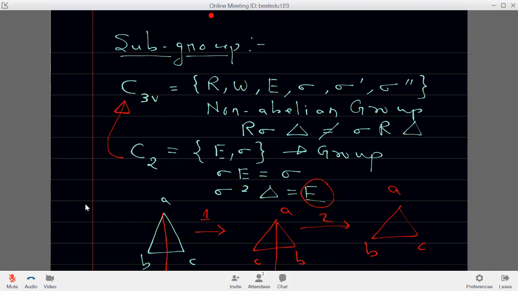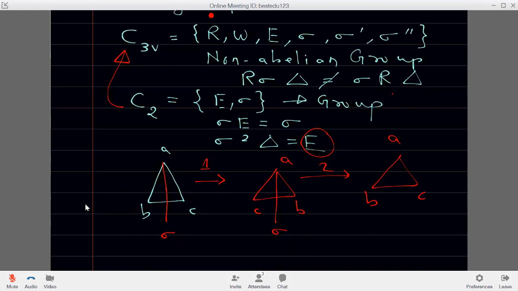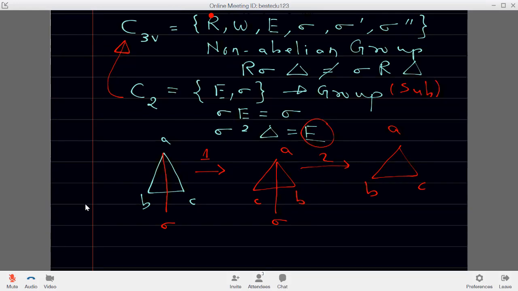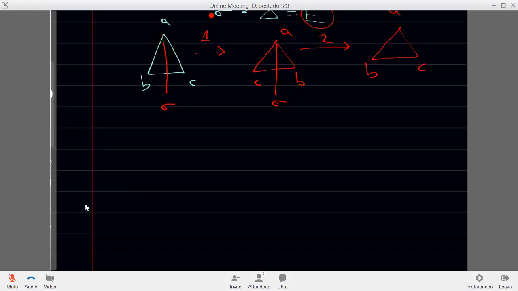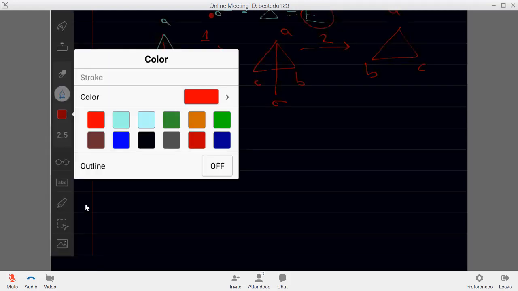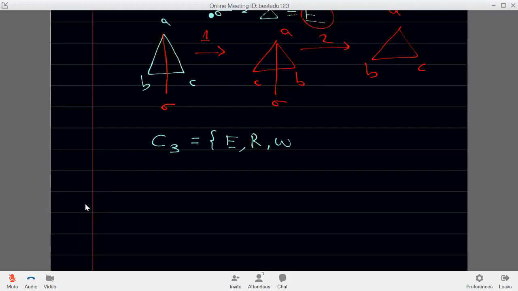So let me write sub here. Similarly, I can construct one more subgroup which I should name C3 because there are 3 elements: identity, R, and omega. And remember there was a constraint, omega is equal to R squared, that you can check on the triangle. So this is a subgroup. This is also a subgroup because it is a group by itself and it is a part of a larger group. So it is contained in a larger group and hence the word sub.